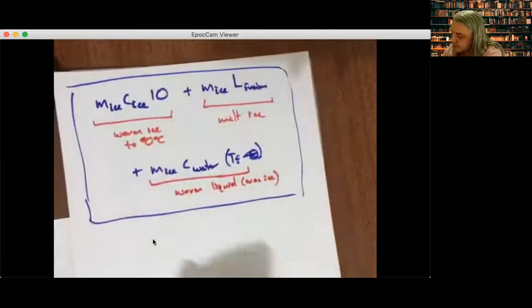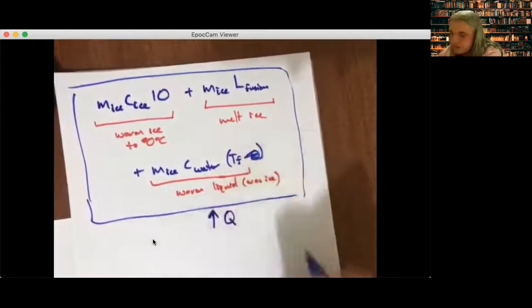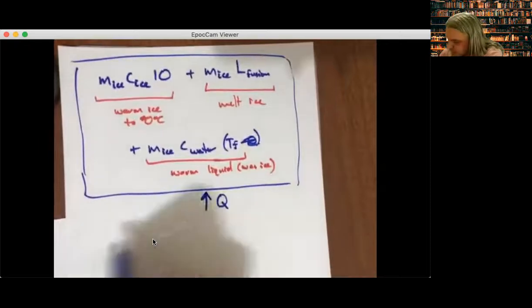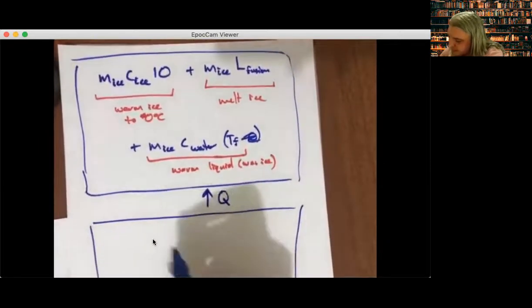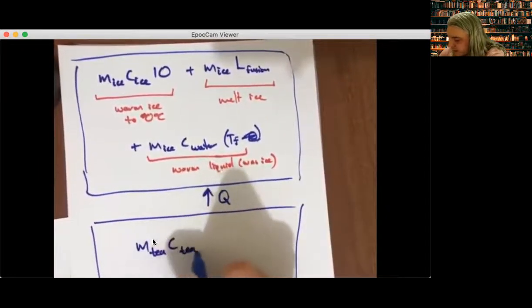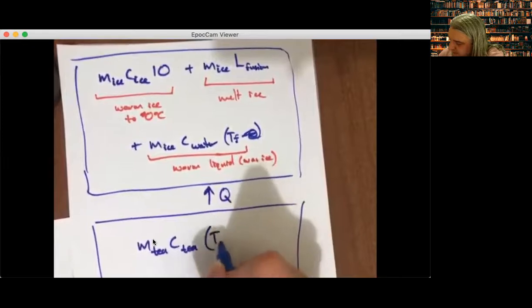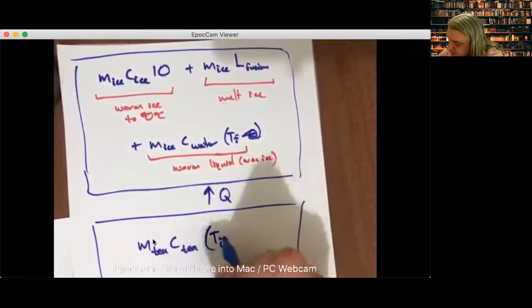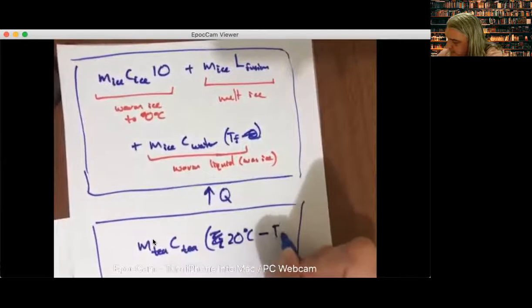On the other side, that was one system, so we had Q going into that system. But that Q was coming out of the other system. And this other system is just the mass of the tea times the C of the tea times the change in temperature. Now this was its T initial, which is 20 degrees C, minus that final temperature.